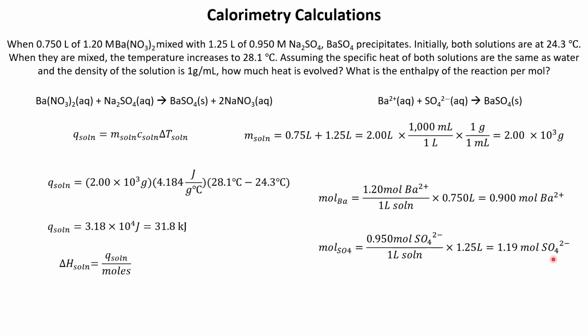The great thing about this reaction is this is a 1-to-1 stoichiometric ratio, which means my limiting reactant is just my smaller number of moles. So that is the moles I'm going to use in my equation. So now to calculate delta H of solution, I just take my 31.8 kilojoules divided by 0.9 moles, and I get a delta H of 35.3 kilojoules per mole.